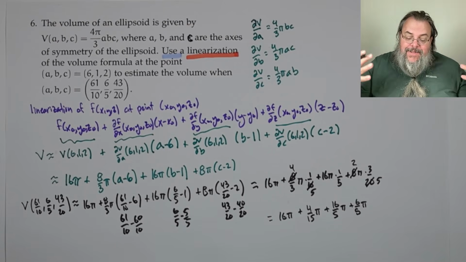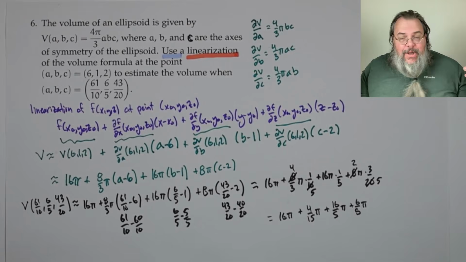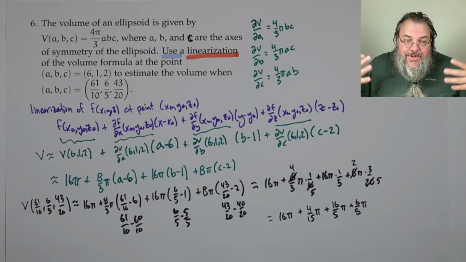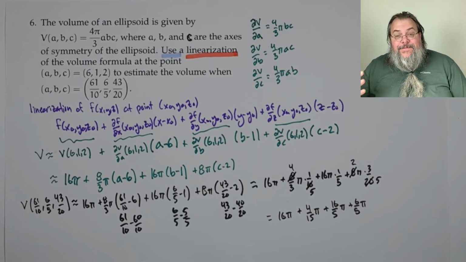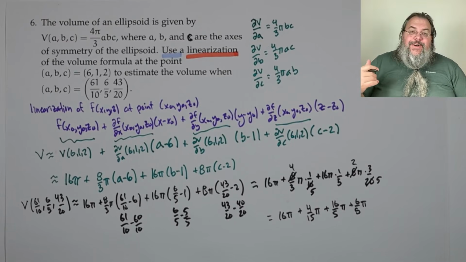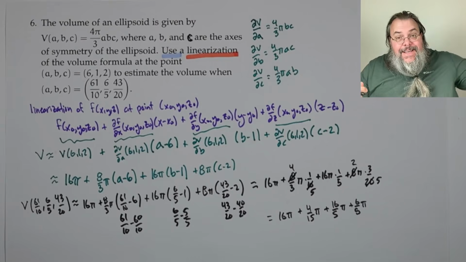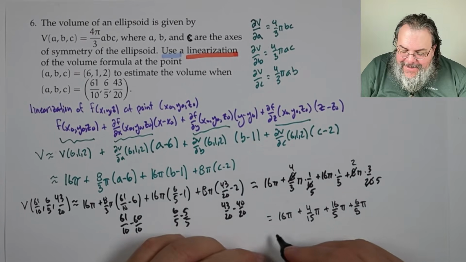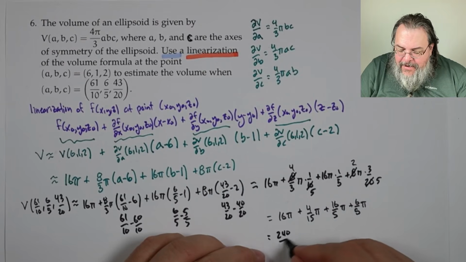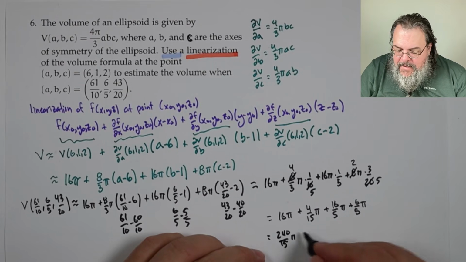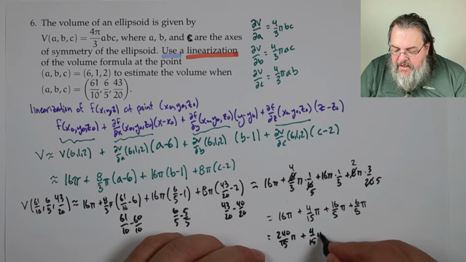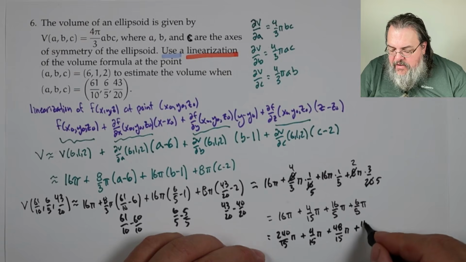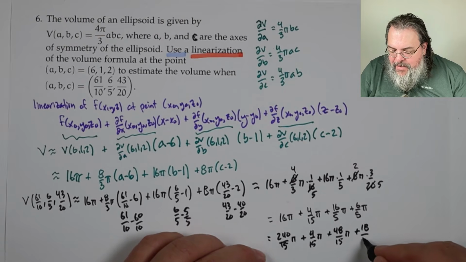Now, what would we want to do? Well, we'd want to add these all up, right? No problem. We can do that. We just need a common denominator. What's the most common denominator here? It's 15. All right, so 16 times 15 is, altogether now, 240. Very good. So this is 240 over 15 pi plus 4 over 15 pi plus 48 over 15 pi plus 18 over 15 pi.